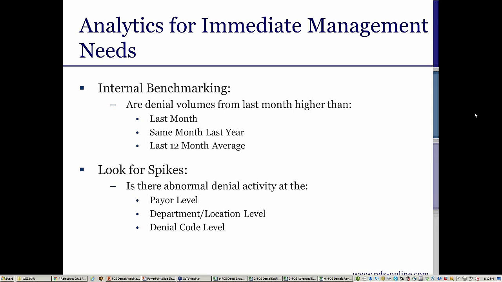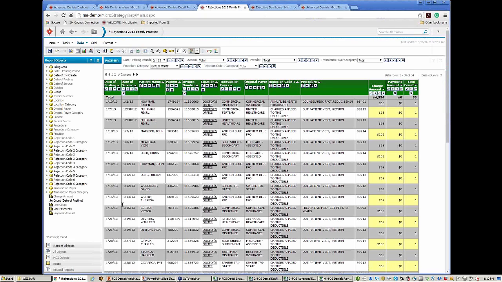And what we're looking for is spikes. We're looking for abnormal activity that occurs during a month or a 2-month period, something that's out of the ordinary. And it may be at a department or location level or a payer level. We don't know, but that's what our analytical system can help us with.